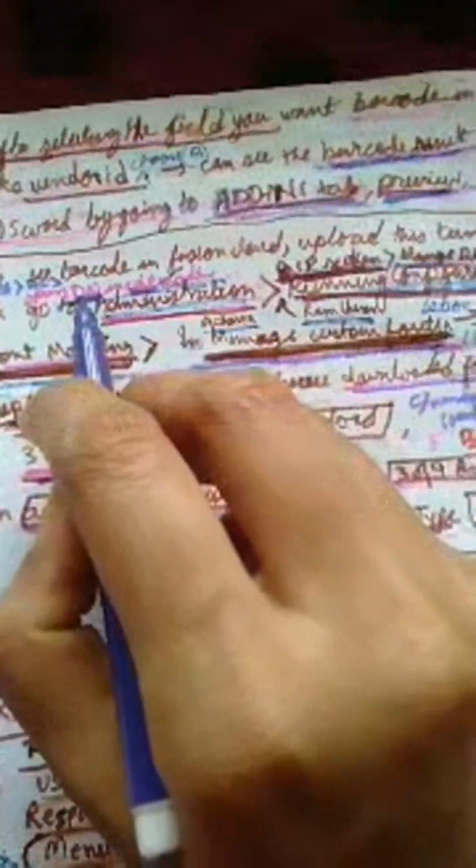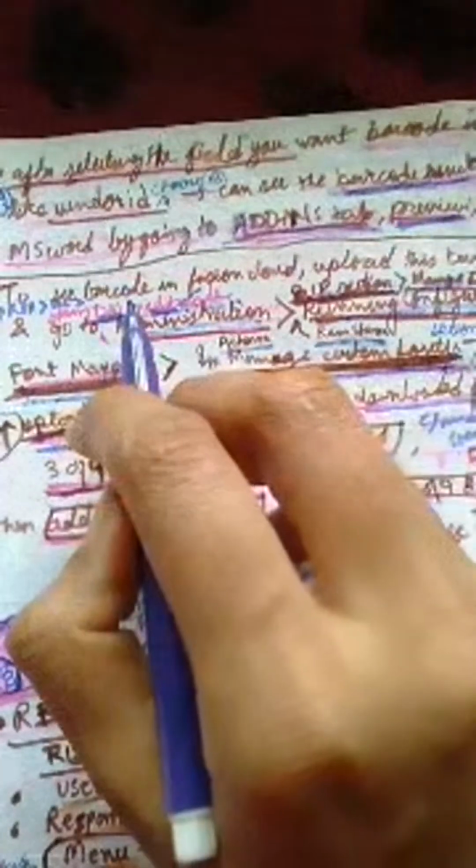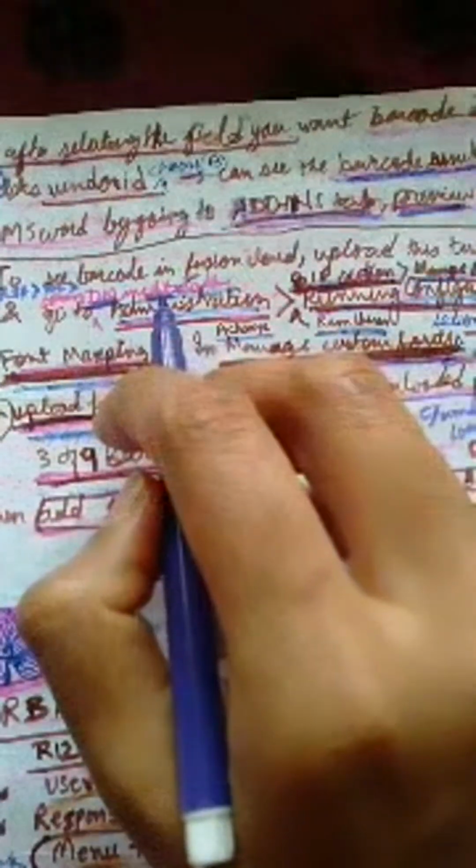So we'll open the DM in the edit mode, and we'll go to administration tab and do all these things until the font mapping.